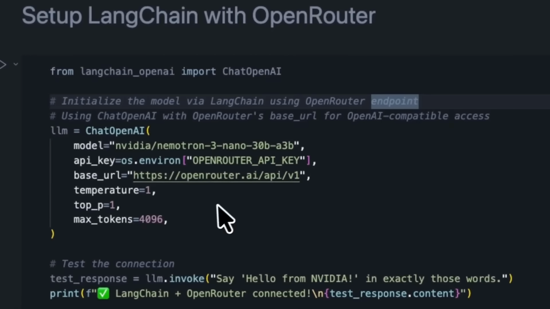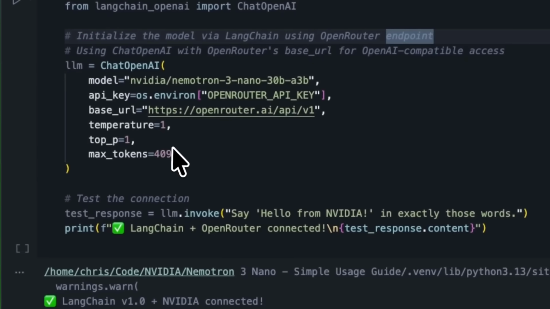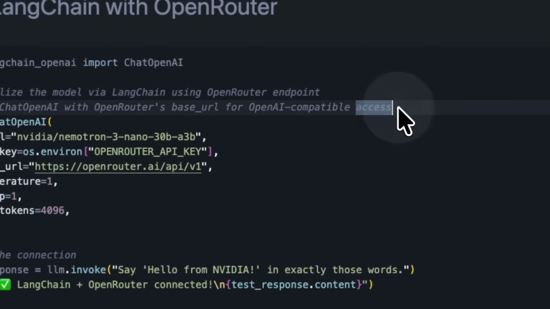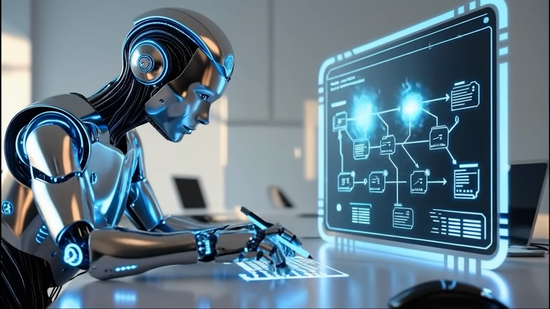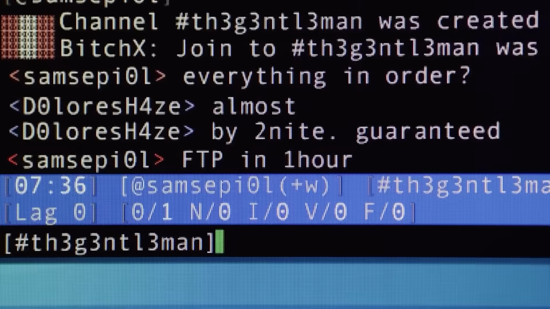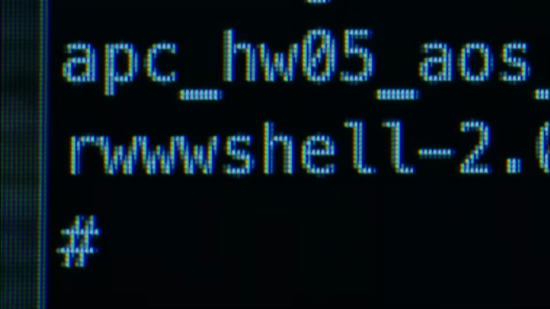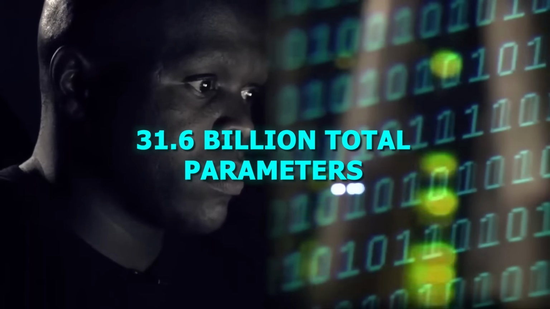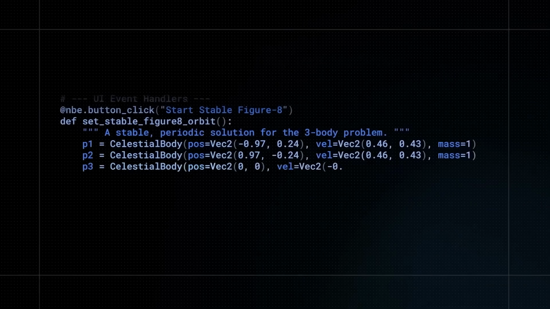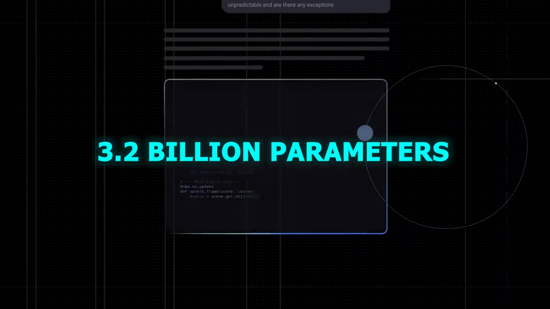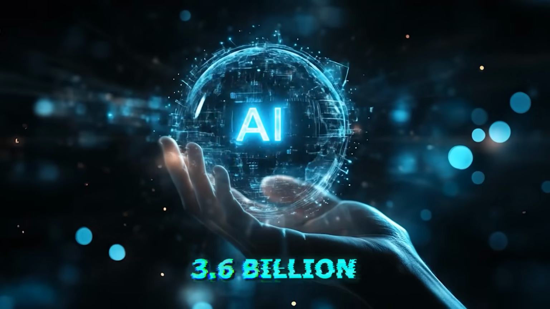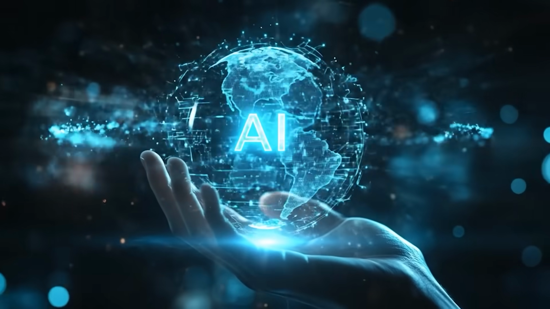These gains are not theoretical. They show up in real decoding pipelines where memory movement, kernel launches, and synchronization overhead dominate runtime. To understand why Nemotron behaves this way, you have to look past the headline parameter count and focus on how computation is organized internally. Nemotron 3 Nano has 31.6 billion total parameters, but it does not activate all of them during inference. Only about 3.2 billion parameters participate in each forward pass, about 3.6 billion when embeddings are included.